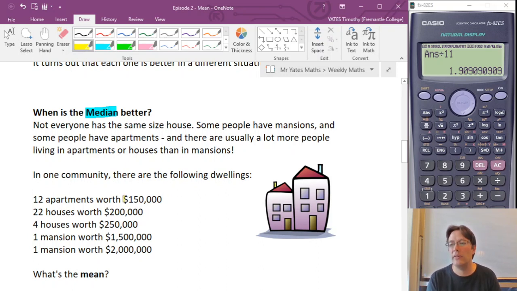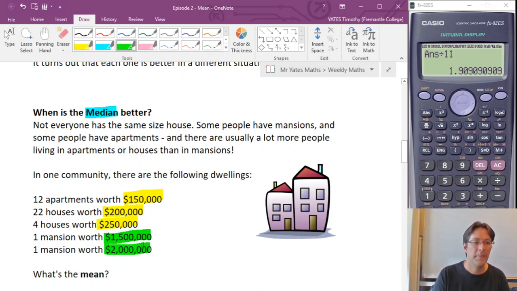In one community, we've got 12 apartments worth $150,000, 22 houses worth $200,000, 4 houses worth $250,000, and then we've got a few mansions. We've got one mansion worth $1.5 million and another mansion worth $2 million. Now, you're welcome to try to calculate the mean of all these if you want.